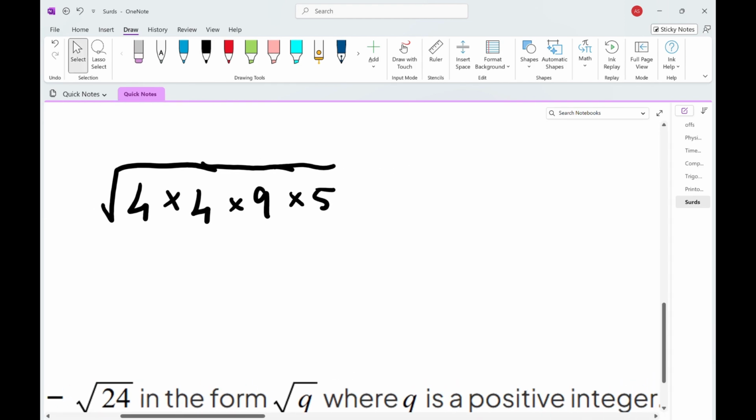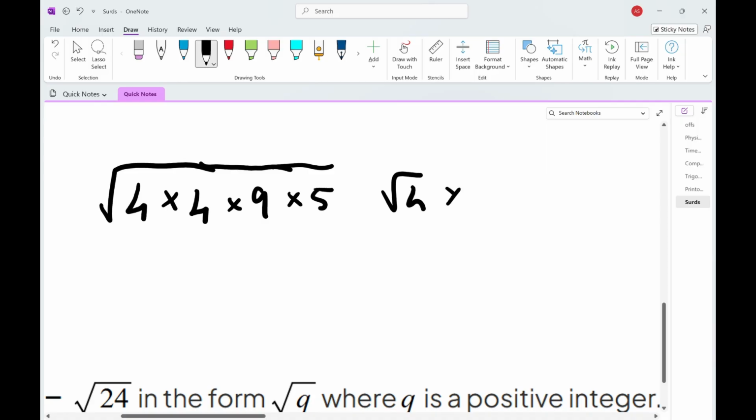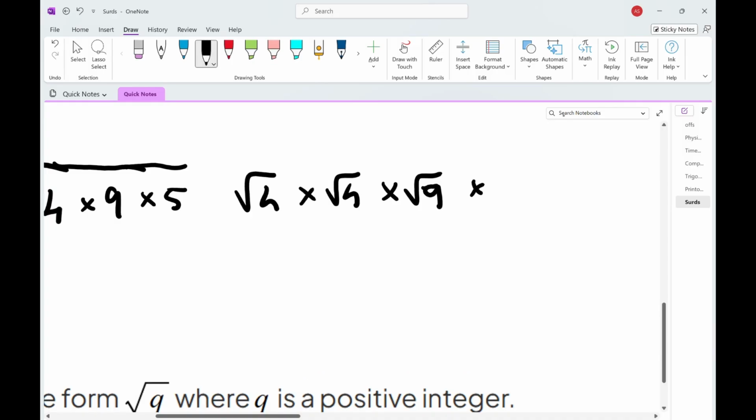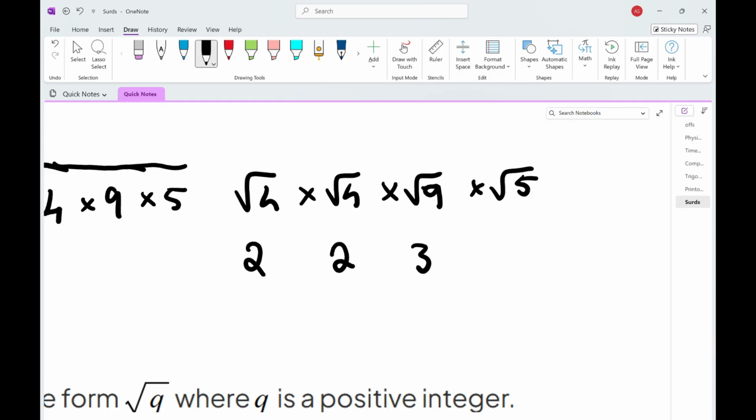So what do we have here? We have root 4 times root 9 times root 5. So we can say this will equal 2, this will equal 2, and this will equal 3, because 3 squared is 9, so root of 9 is 3. You can put that in your calculator, obviously.